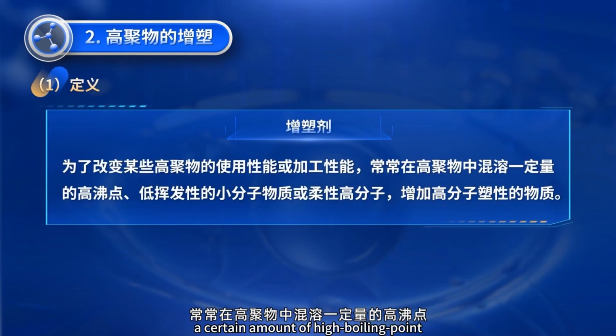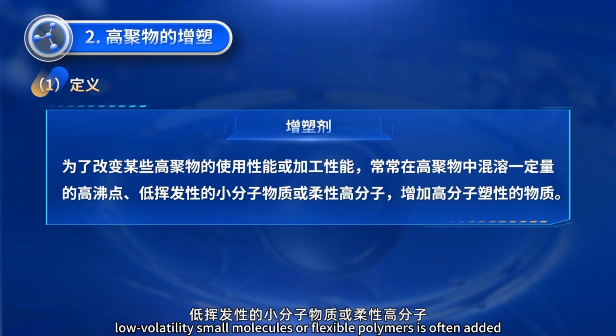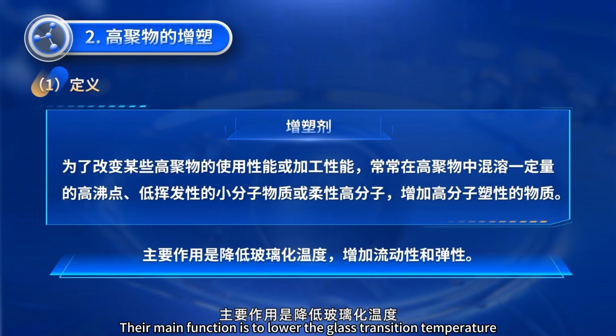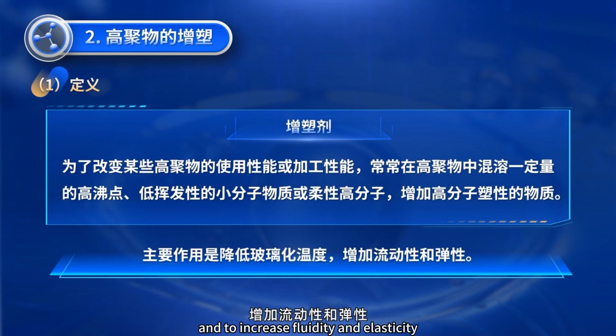A certain amount of high boiling point, low volatility small molecules, or flexible polymers is often added. These substances, which increase polymer plasticity, are called plasticizers. Their main function is to lower the glass transition temperature and to increase fluidity and elasticity.